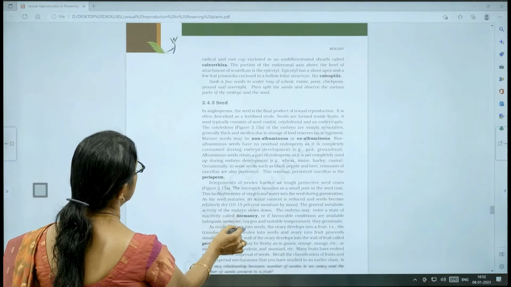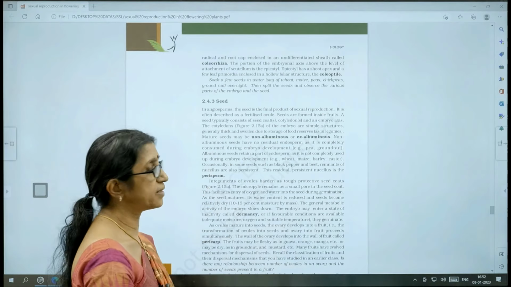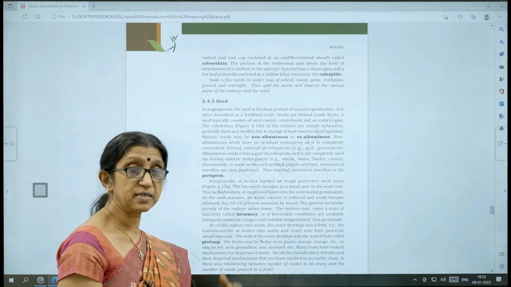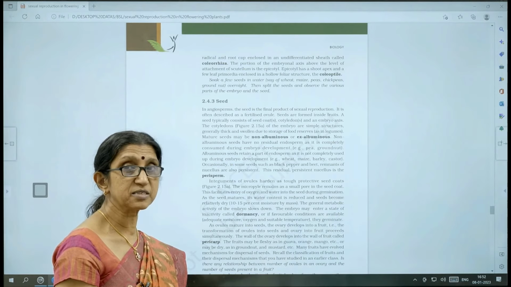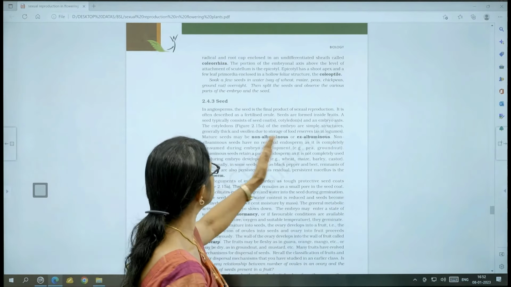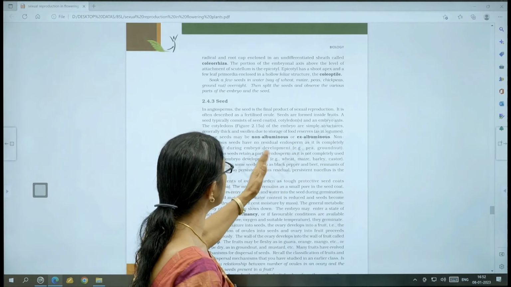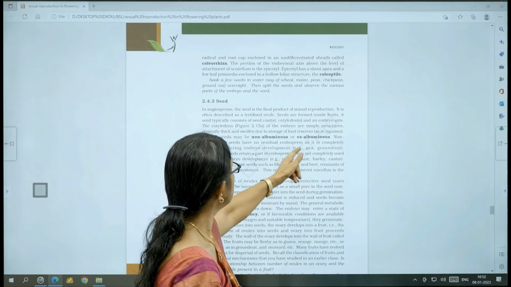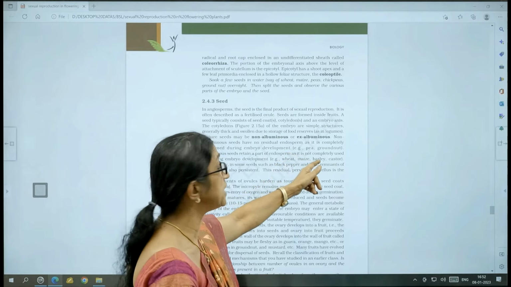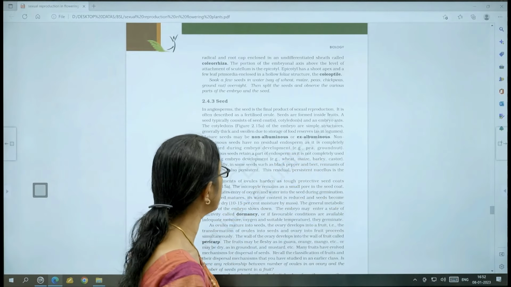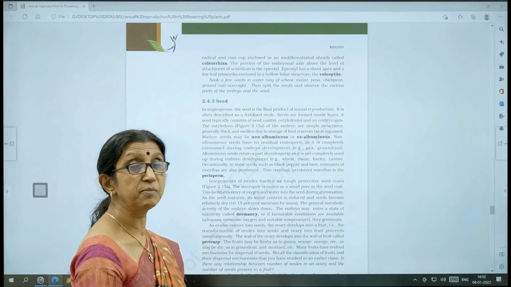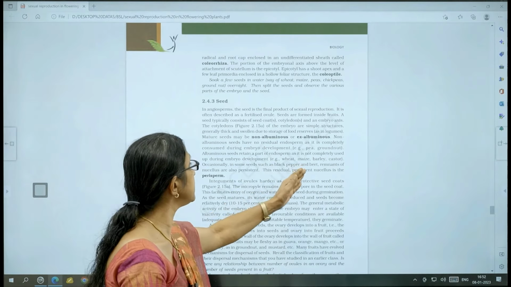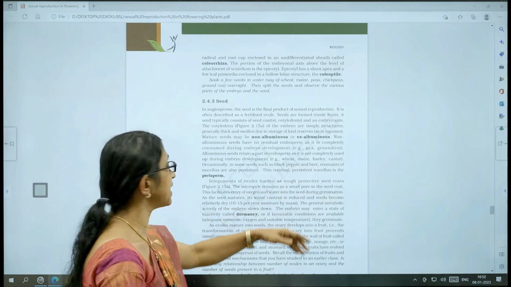After fertilization, the ovary will develop into fruit and ovules become seed. Based on whether there is endosperm or not in the mature seeds, seeds may be of two types: endospermous and non-endospermous, also called albuminous and ex-albuminous. Non-albuminous seeds have no residual endosperm, for example pea and groundnut. Examples for endospermous seeds are coconut, rice, wheat, maize, barley, castor.